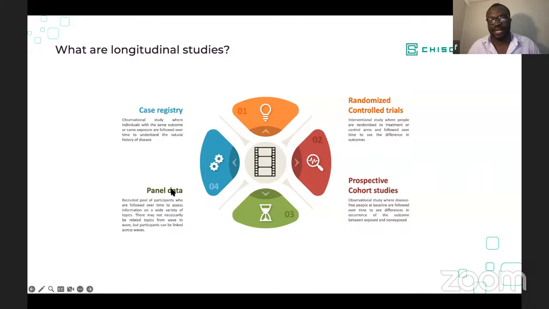And then lastly, we have panel data. Panels are people who have volunteered to do a study.